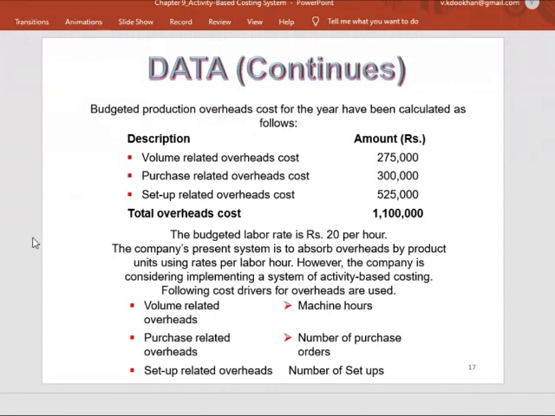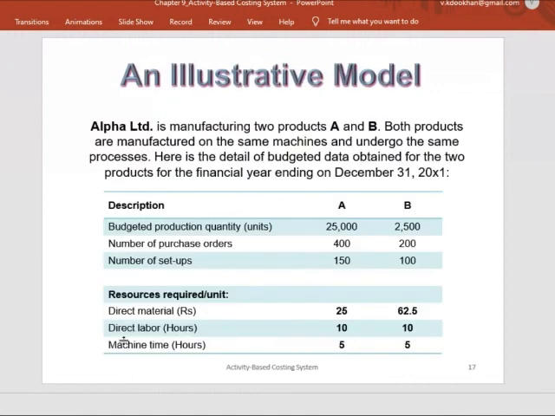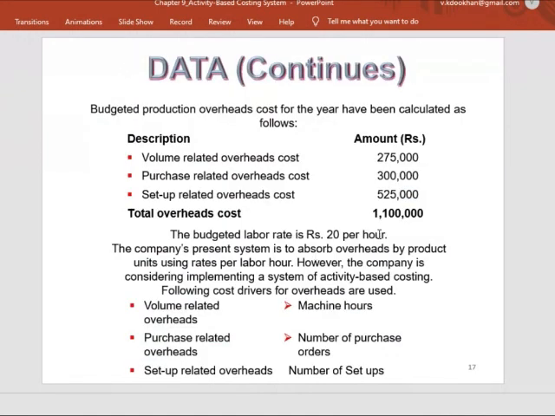So we know that. Why here have we been given direct labor per hour, 10 hours for A, 10 hours for B? Now the rate at which we are paying is 20 per hour.